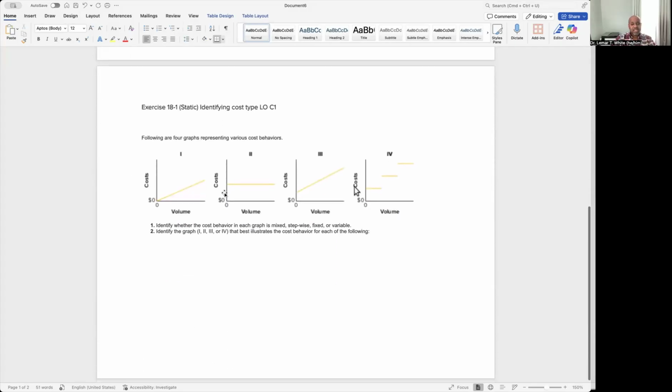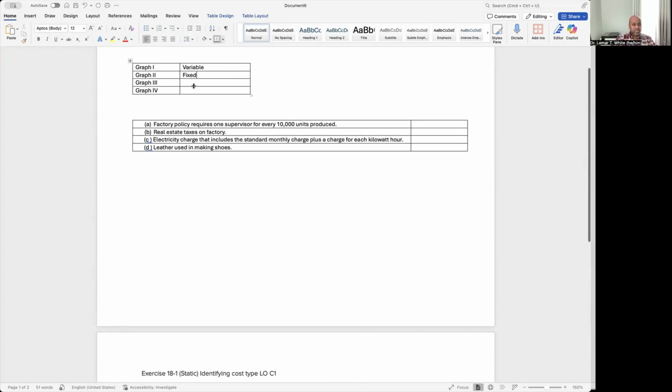Graph 3, this is going to be mixed because you see at a certain point, the cost and the volume is the same. That's why it starts a little ways up on the y-axis. But then as the volume goes up from there, from that point onward, the cost also goes up. So that one is going to be mixed.